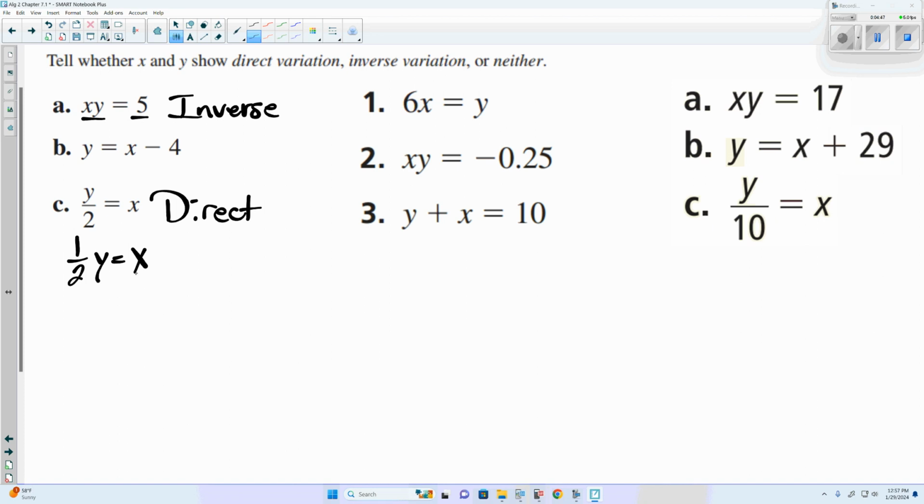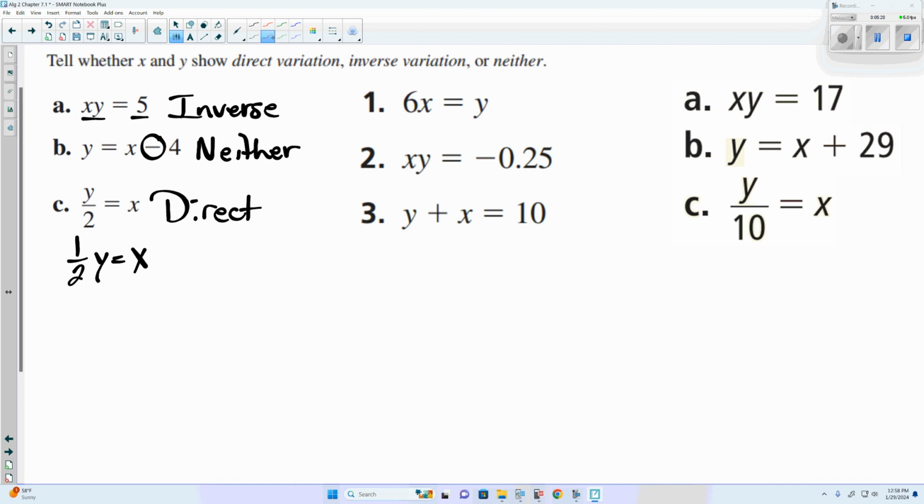B, what do we think B is? y equals x minus 4. Either. Good job, Kirsten. And the big giveaway with it being neither is the subtraction sign. Because with direct variation and inverse variation, we're mainly dealing with multiplication or division. We do not have addition or subtraction. So that's kind of a giveaway that it would be neither.